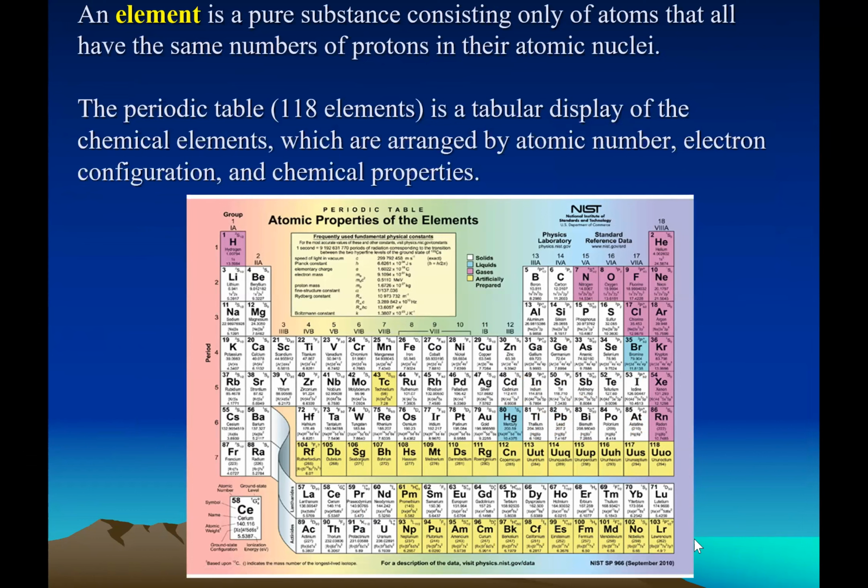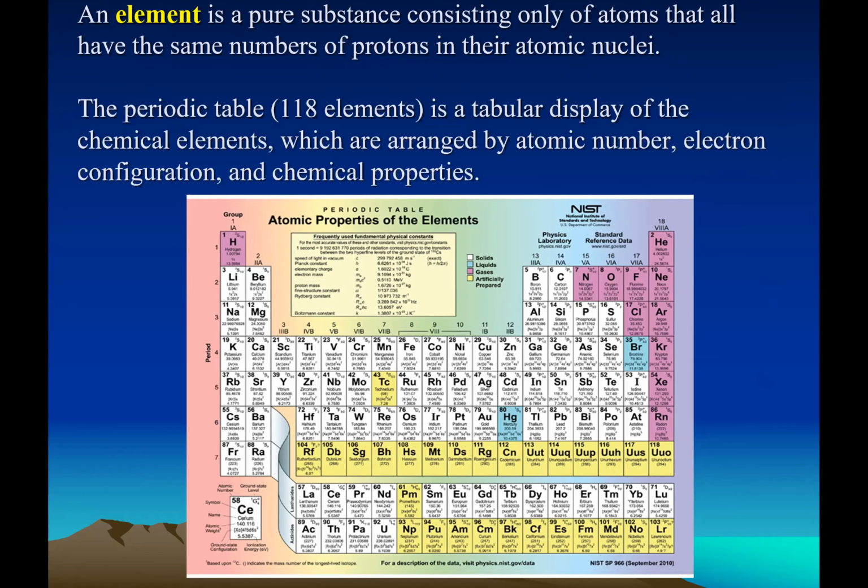So an element is a pure substance that has only one type of atom in it. So all the nuclei will have the same number of protons. So they are called elements. The periodic table is a representation of all the elements that we have discovered so far. 92 of them are naturally occurring, and some, as shown in yellow here in the table, are artificial elements.